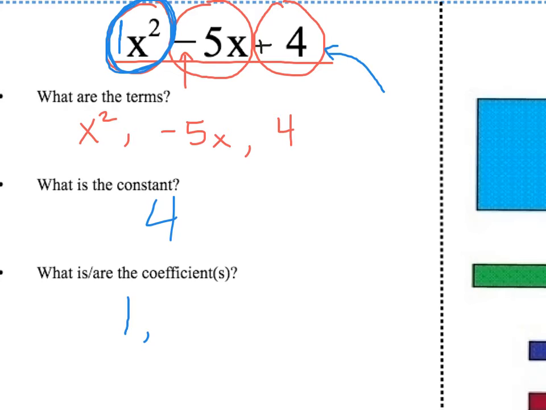The second coefficient in this problem would be in the second term. Notice I have negative 5 times x. The negative 5 is the coefficient because it is being multiplied with the x, or it is the number in front of the x. So negative 5 is the second coefficient.